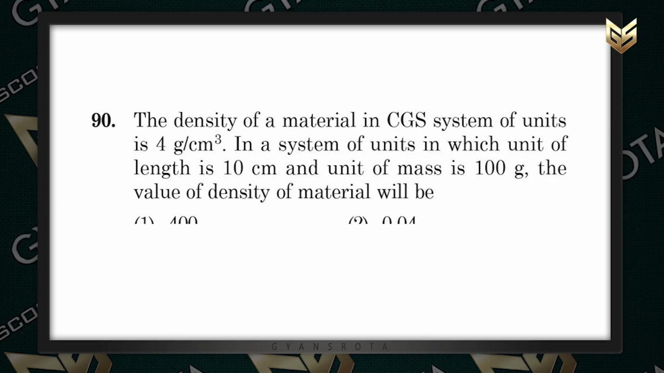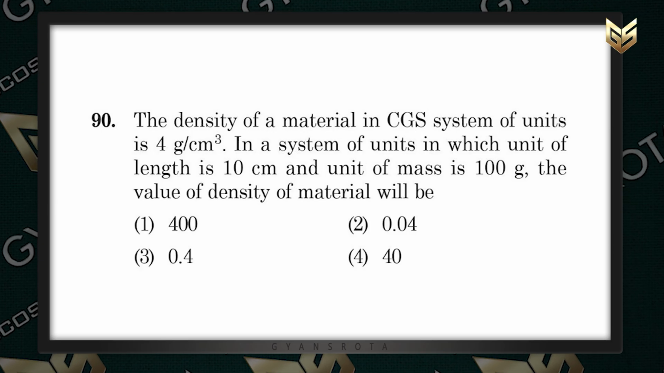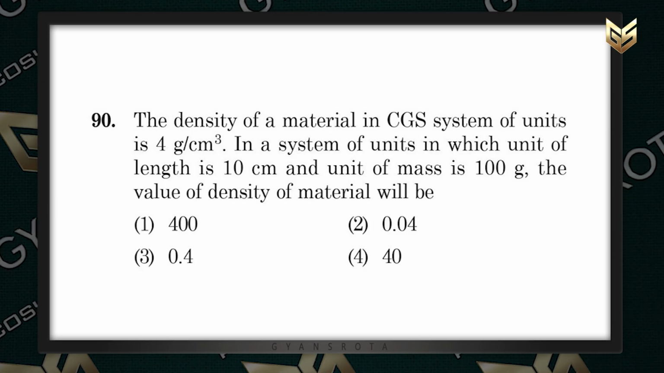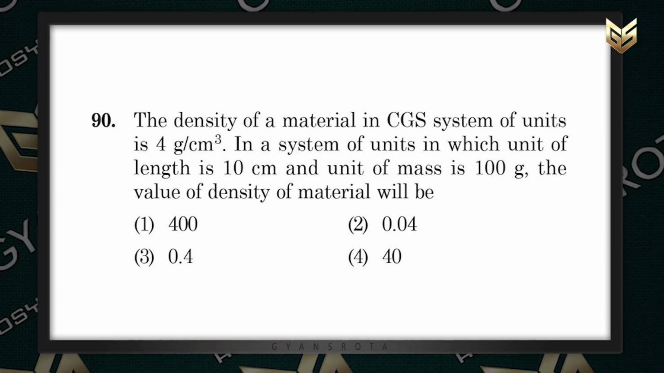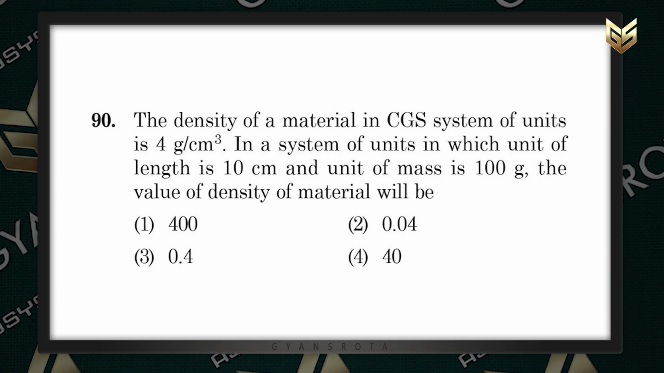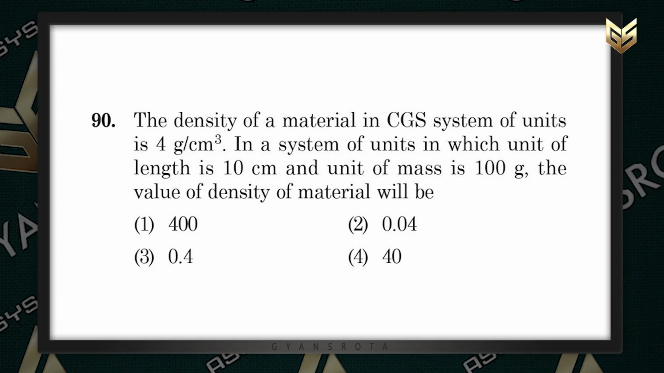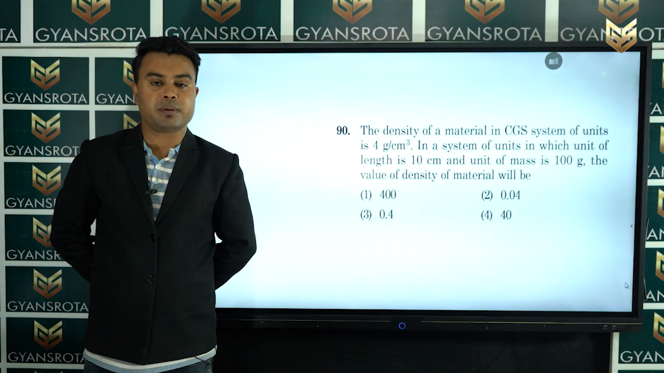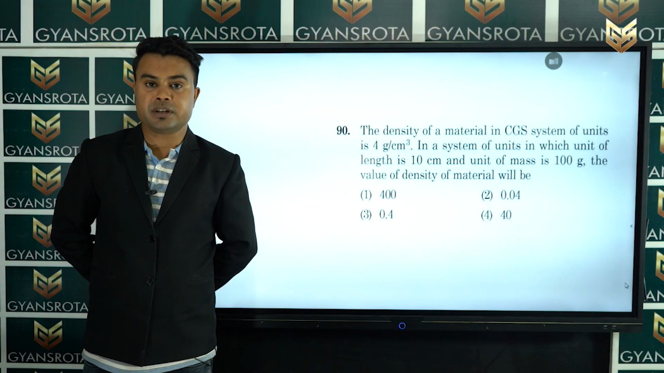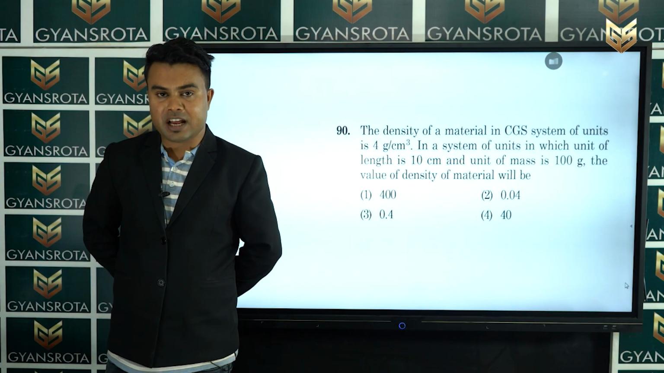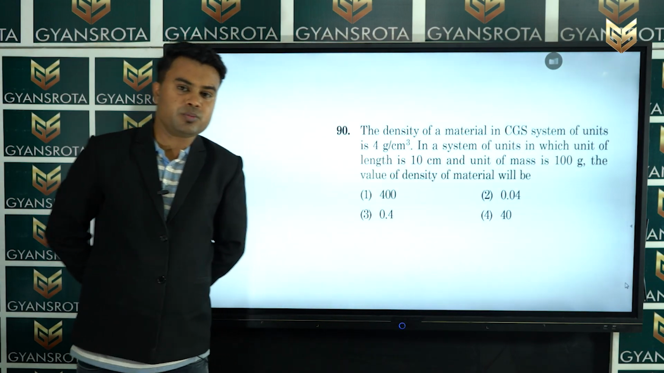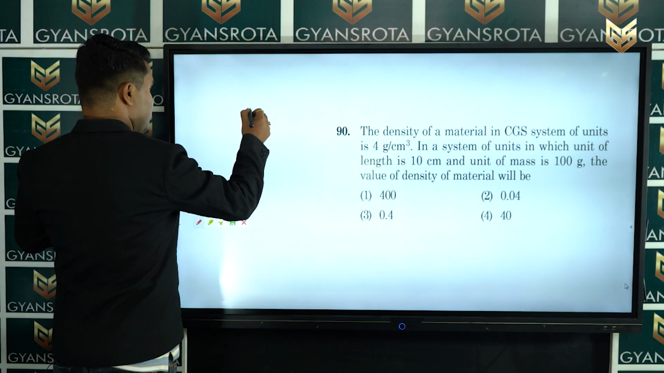The density of a material in CGS system of units is 4 gram per centimeter cube. In the system of units in which unit of length is 10 centimeter and unit of mass is 100 gram, the value of the density of material will be how much? Now, let us find out this part. This is a question from the chapter units and measurement of class 11, and let us see how to solve this one. So, this is how you will solve this one.